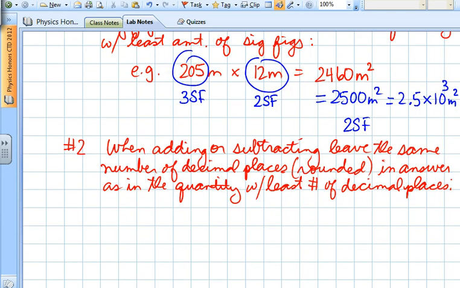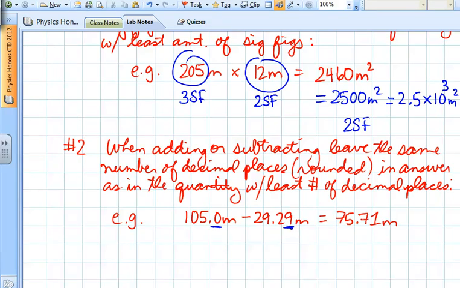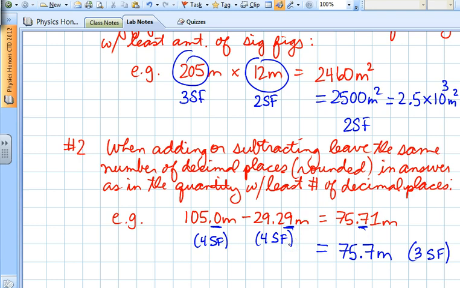Okay, and again, we need to have an example for this. So let's say that I want to subtract two numbers, 105.0 meters and 29.29 meters. So if I actually do that on a calculator, I'm going to get 75.71 meters. But looking at my rules, what I see is that the first number goes to the tenths place and the second number goes to the hundredths place. Okay? So this means that I need to round my answer to the tenths place. So this turns into 75.7 meters. Now the strange thing about this is that we end up with something that has 3 sig figs, whereas both of our starting quantities had 4 sig figs. So this is a very strange rule, but this is the way that it works. Okay, so that's our quick introduction to sig figs.